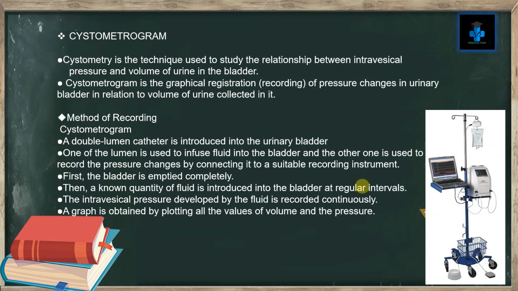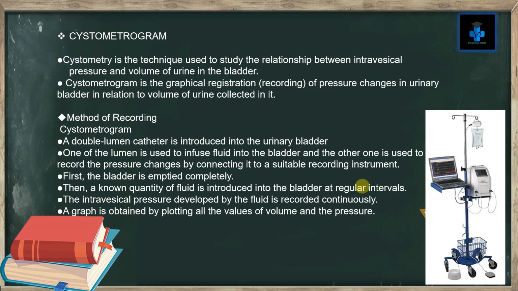Method of recording. A double lumen catheter is introduced into the urinary bladder. One of the lumens is used to infuse fluid into the bladder and the other one is used to record the pressure changes by connecting it to a suitable recording instrument.